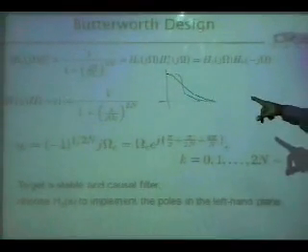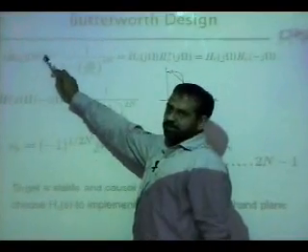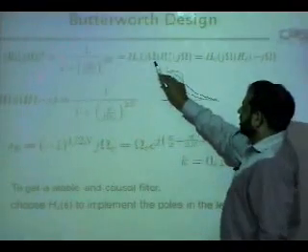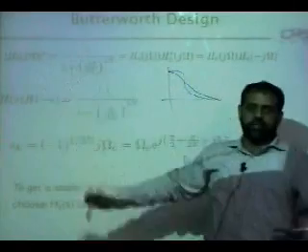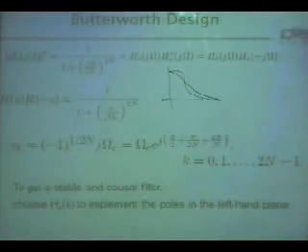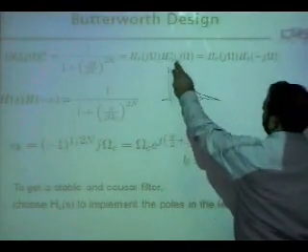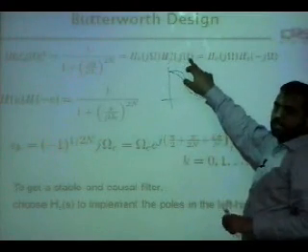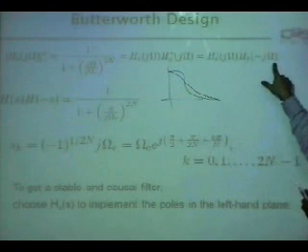So you start from here and you know that this is magnitude square. The magnitude square of a complex number is the complex number multiplied by its conjugate. So it is Hc of j omega multiplied by Hc conjugate of j omega. How to get Hc conjugate of j omega? Replace every j by minus j, so you can write it like this.